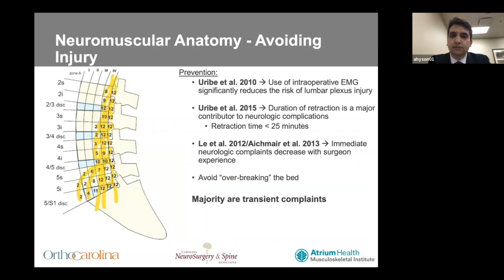Le et al. and Achmar et al. stated that the experience of a surgeon is highly correlated with the immediate post-op neurologic complications following this procedure, and that over time, as surgeons develop their skills and perform the procedure more quickly, as you would expect, these complaints are often decreased significantly. Other studies suggest avoiding over-breaking the bed, as I mentioned before, as this can put undue tension on the psoas muscle and the intervening nervous structures. It is important to note that a majority of these complaints are transient and resolve over time.